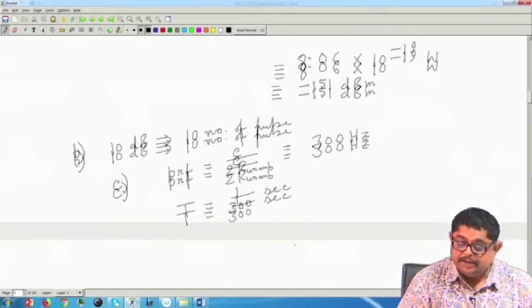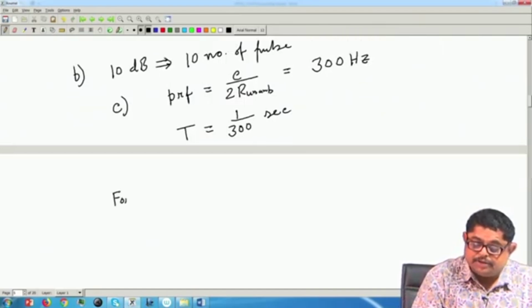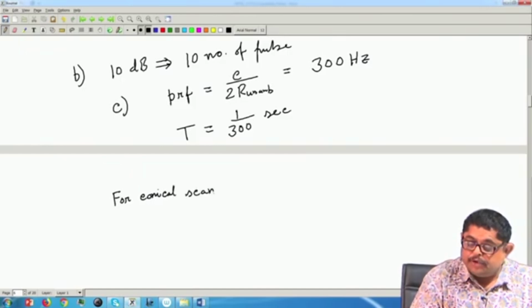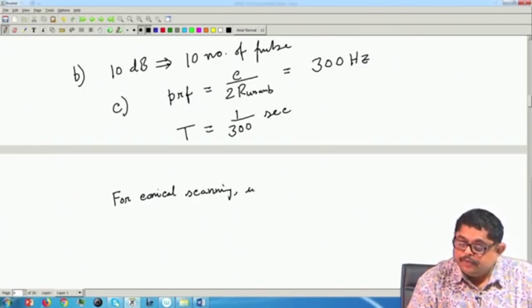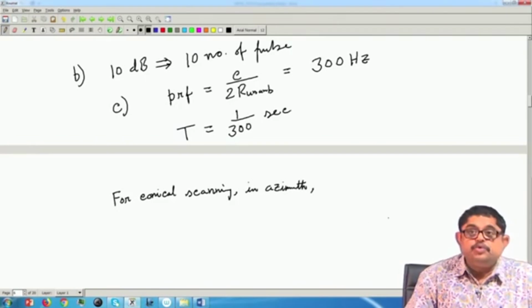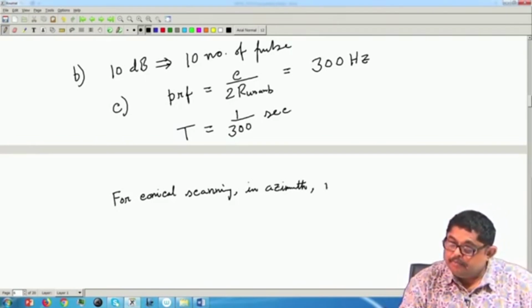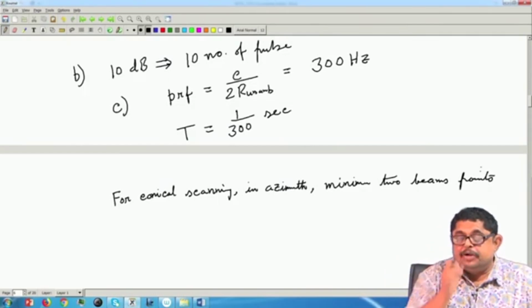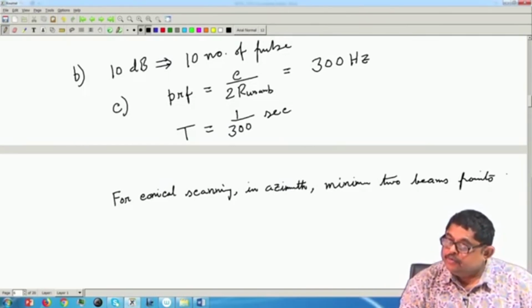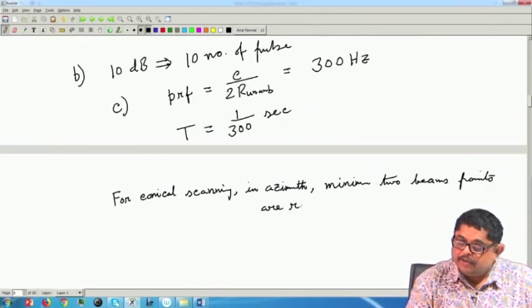Now, here it is said conical scanning. So, I can say that for conical scanning, in azimuth, minimum 2 beam points are required, because for squint beams, from those 2 it can say in which direction it should move. Minimum 2 beam points are required.